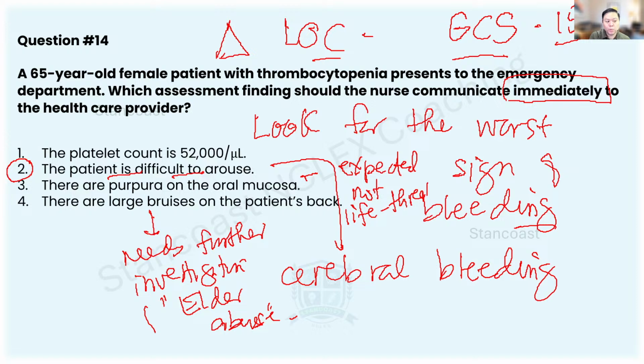But we can document this one that you noted purpura on the oral mucosa. And if you had answered number 4, there are large bruises on the patient's back. This is also an expected manifestation. Large bruises, and you can document this one. You can monitor, but it doesn't really call for an immediate notification to the medical provider. And so, guys, don't forget about prioritizing what is urgent, what is life-threatening, and what can wait. Okay? Do not forget to prioritize the manifestations.